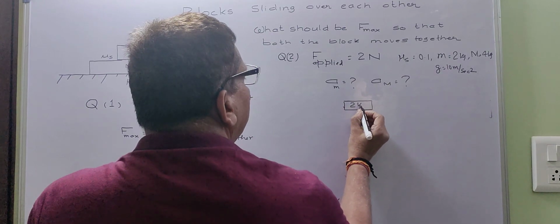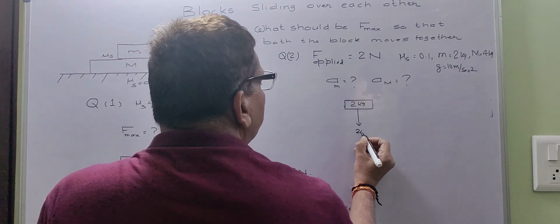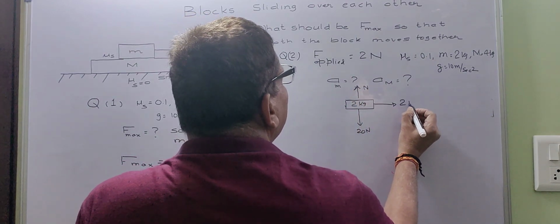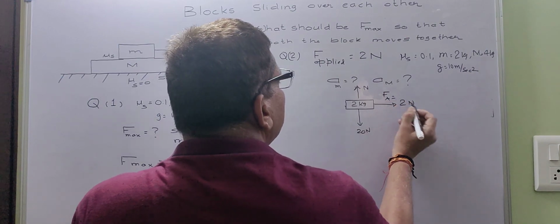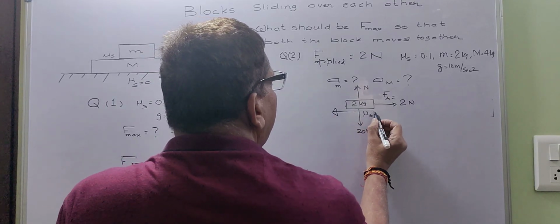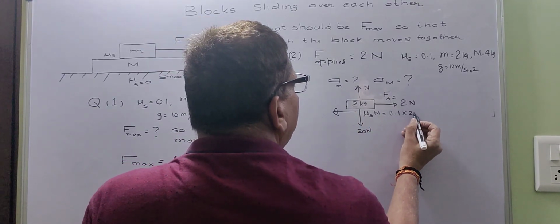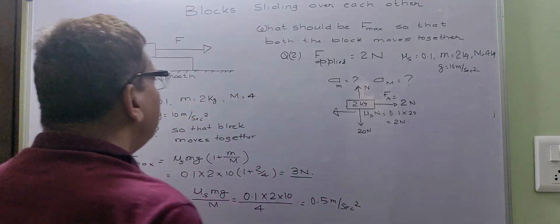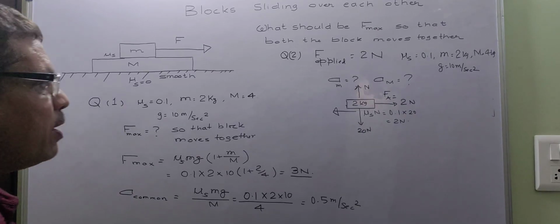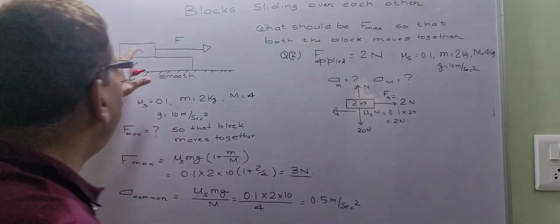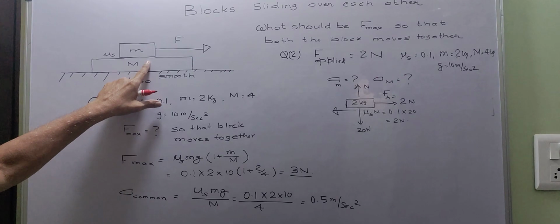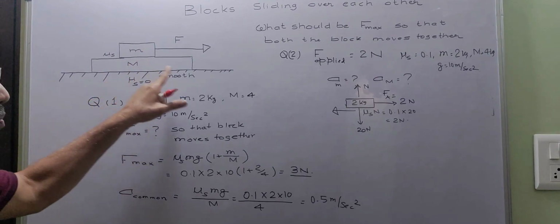This is 2 kg. This is 20 Newton weight, normal reaction, external force F applied is 2 Newton, and the frictional force acting here is μs times N, and that is nothing but 0.1 into 20, that is also 2 Newton. In that case, what will happen? When 2 Newton is applied, the upper block will not move relative to the lower, it will remain at rest relative to it. And both these two blocks, m and M, will move together.